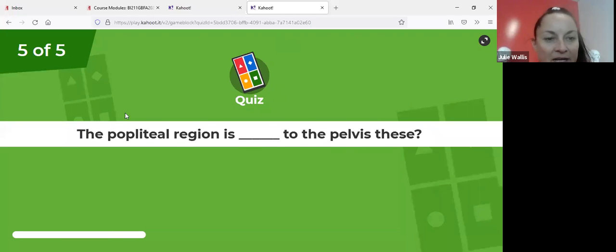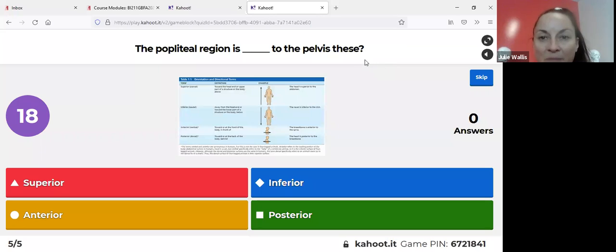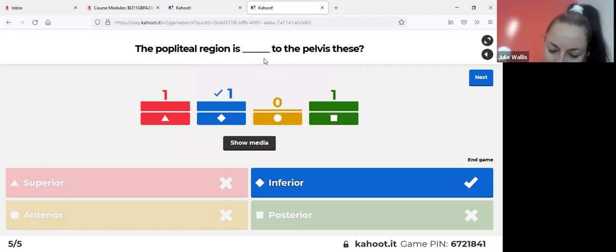And number 5, the popliteal region is blank to the pelvis. Whoops, I meant to get rid of these. I changed the question and I forgot to make sure it made sense. So pretend like this isn't there. Popliteal region is blank to the pelvis.